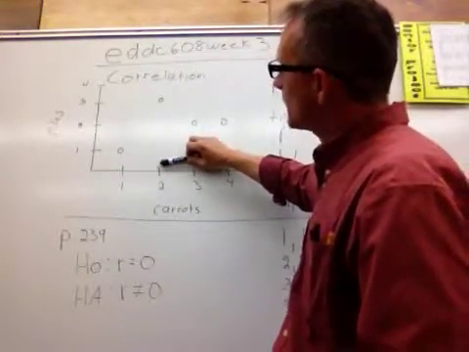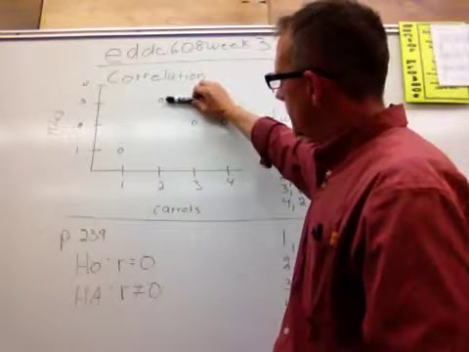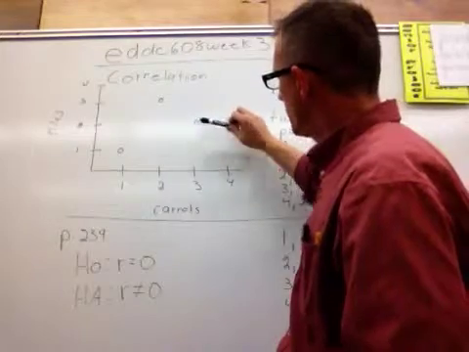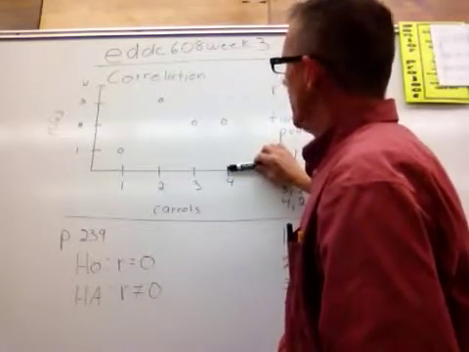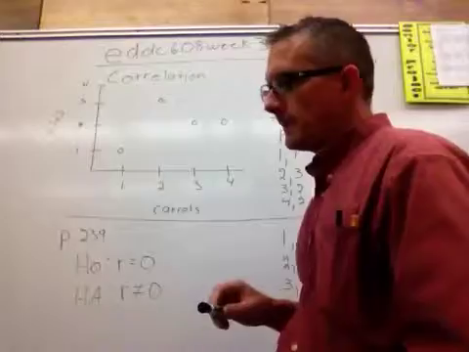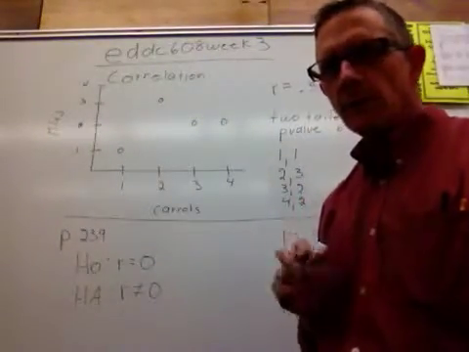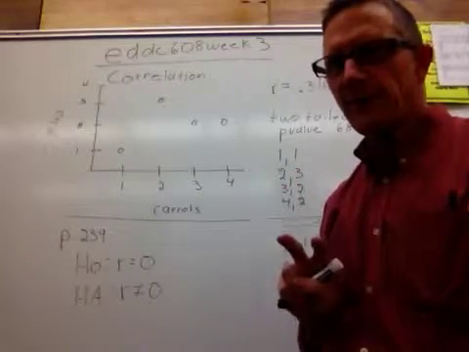If we ate 2 carrots per day, we ran 3 miles. If we ate 3 carrots per day on another day, we ran 2 miles. And if we ate 4 carrots per day on another day, we ran 2 miles. So the goal of correlation is to see how well bivariate data pairs fit a straight line.